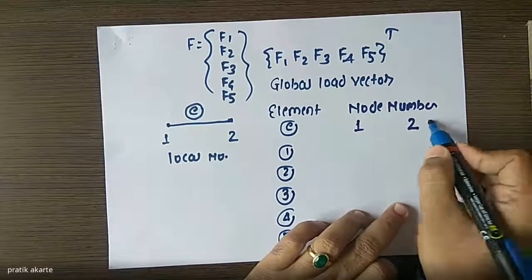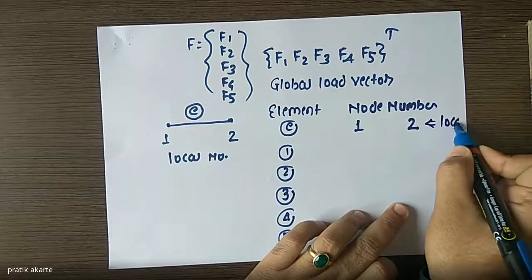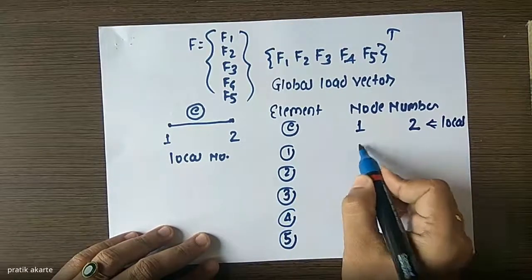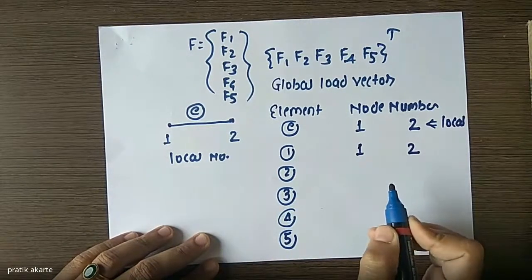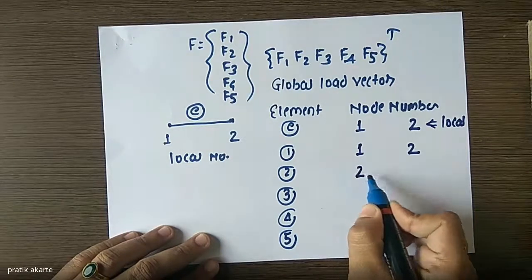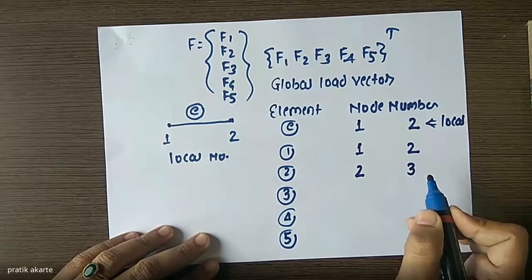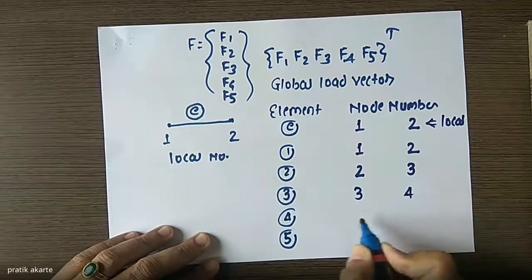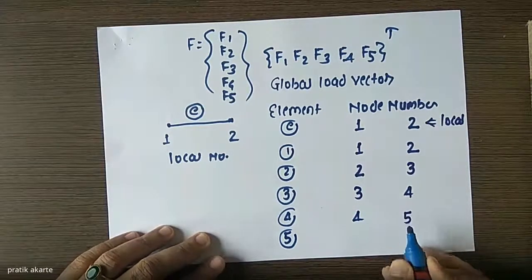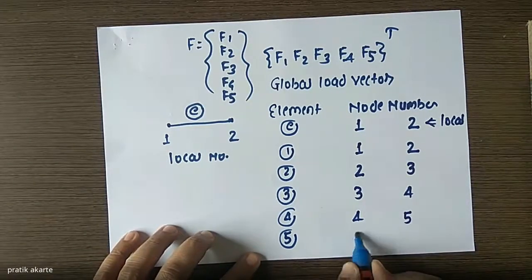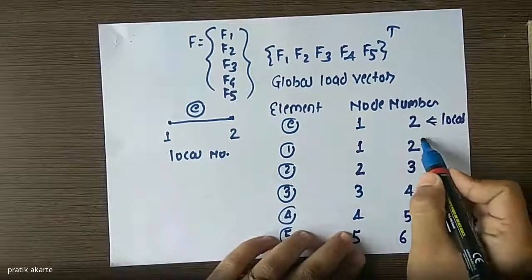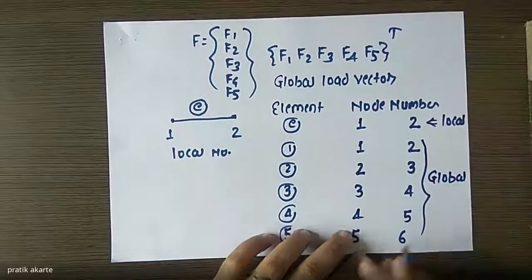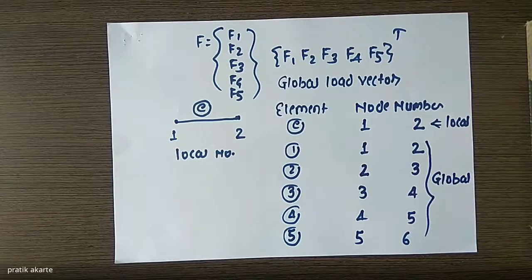These numbers we call local. Okay, so for element number 1, the local nodes are 1, 2. For element number 2, the global numbers are 2, 3. Then 3, 4, 4, 5, and 5, 6. So these are called global numbers. So let me explain once again by going back to the diagram.